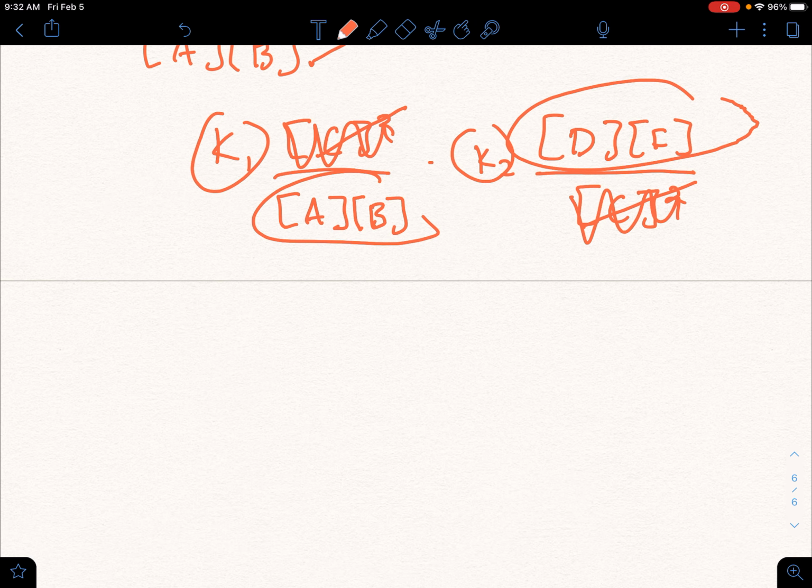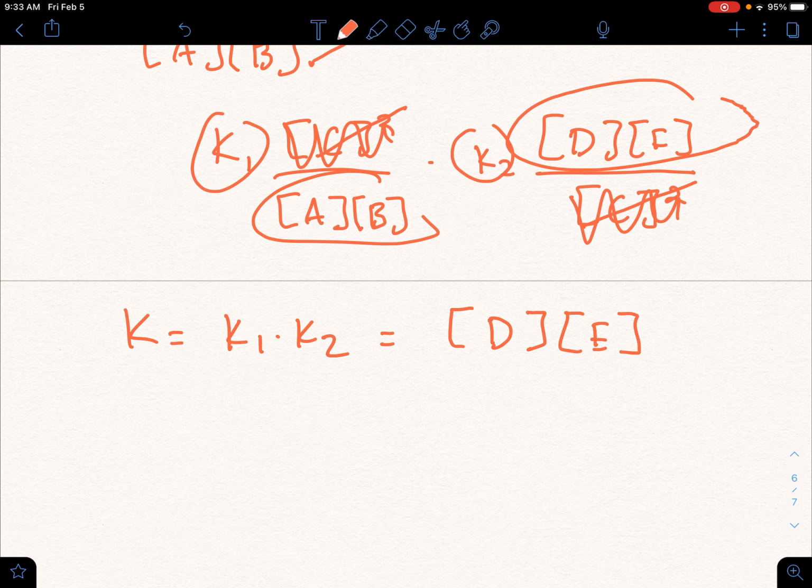So it can be seen as K1 times K2 times... it's not K times that, but it's K equals this. Our overall K when we add the reactions is going to be K1 times K2, the two Ks together. And you're just going to multiply the reactions together, which is equal to the concentration of D, concentration of E over A and B.